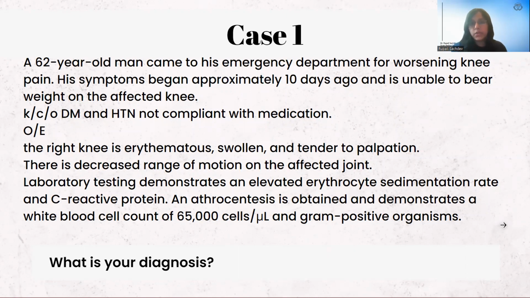Okay, case 1, a 62-year-old man came with worsening knee pain. Symptoms began 10 days ago, unable to bear weight. Known case of DM and hypertension, not compliant with medication. The right knee is erythematous, that means it's red, it's swollen, and it's tender. There is decreased range of motion. You did lab investigations, you get an elevated ESR and CRP. You did a joint aspiration, that's arthrocentesis, and you get a WBC count of 65,000 and gram-positive organisms. What is your diagnosis?